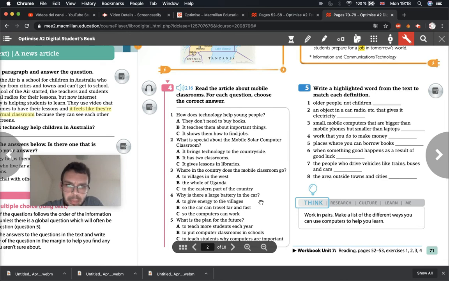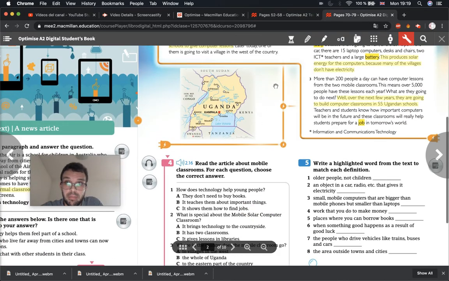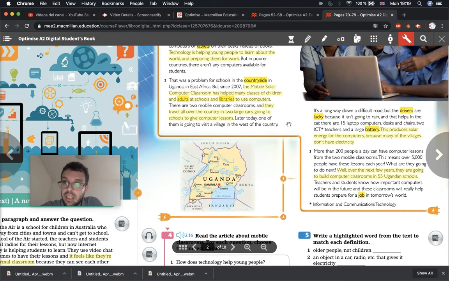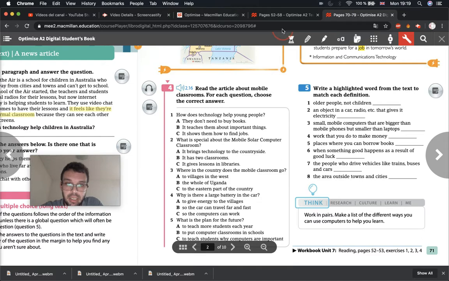Why is there a large battery in the car? To give energy to the villages. Villages are very small towns. So the car can travel far and fast, or so the computers can work. So the computers can work. So do you find the answer? Why is there a large battery?